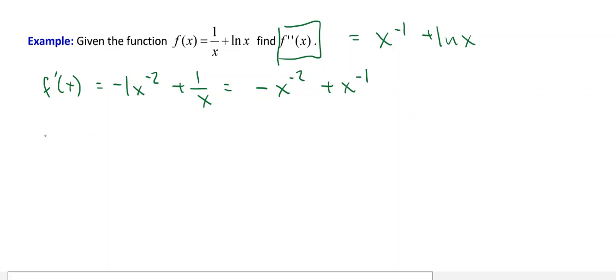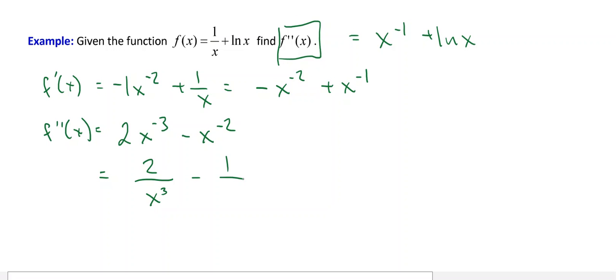That's the first derivative. The second derivative is the derivative of that. So this will be negative 2 times negative 1 is a positive 2, x to the negative 3. And then x to the negative 1, the derivative will be the same as what we had over here, negative x to the negative 2. And so that is the second derivative. We would probably want to clean it up a little bit. 2 over x cubed minus 1 over x squared.